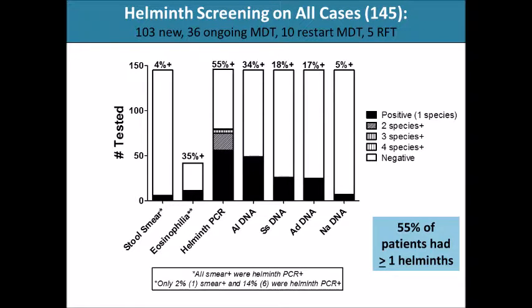When we applied DNA detection, however, 55% of the leprosy patients were infected with one or more of the helminths, which are then broken down into each of the next 4 columns. Okay?